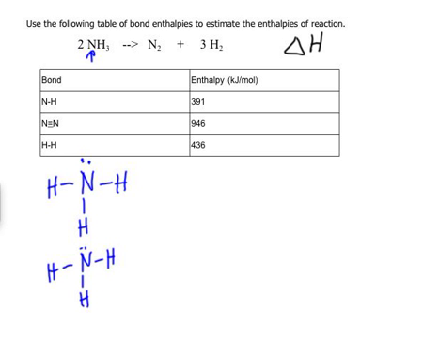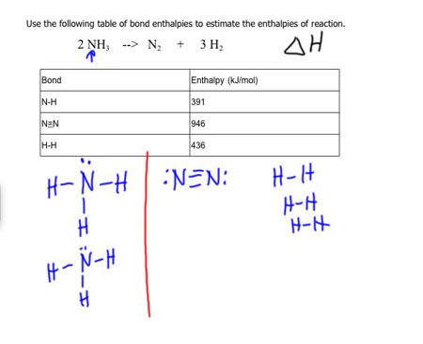N2 is N triple bonded to itself. Again, N usually likes to form 3 bonds, and we can talk about how this forms, but for now I'm just going to assume we know that. And then 3 H2s. All right, and so this on the left is what was there before. On the right, that is what is there after.